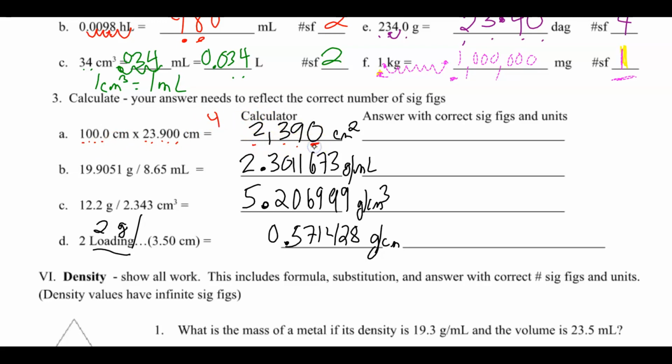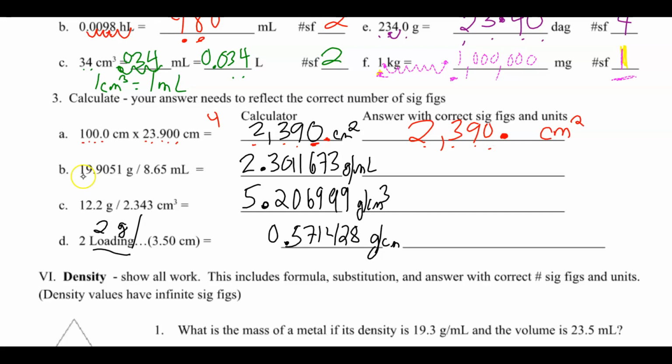Okay, 1, 2, 3, 4. I need to make that zero significant. So what can I do? I can put a decimal at the end. So 2,390 period decimal centimeters squared. Do our check, present decimal, count from the Pacific. 1, 2, 3, 4. Yep, that checks out.